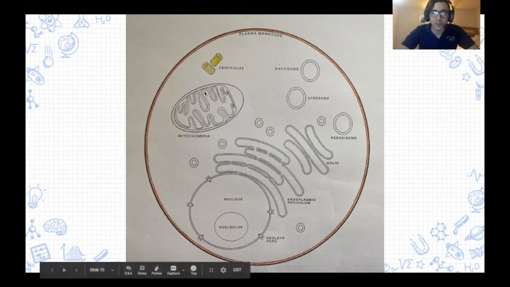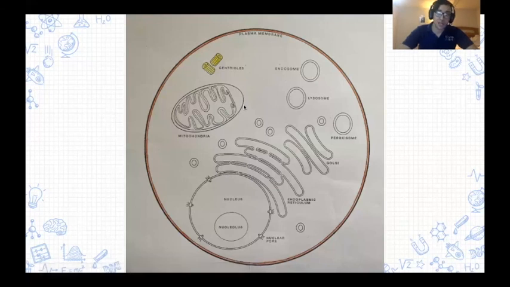Now, I didn't color in the cytoplasm because it was going to take a long time. But the cytoplasm is going to be all this blank space, pretty much where there's no other organelle. That's going to be the cytoplasm. Think about it as just all the water that's inside the cell.